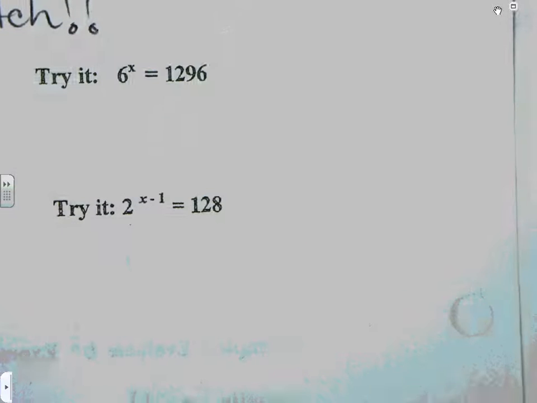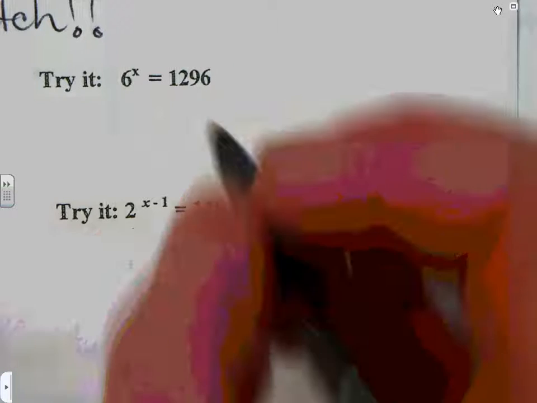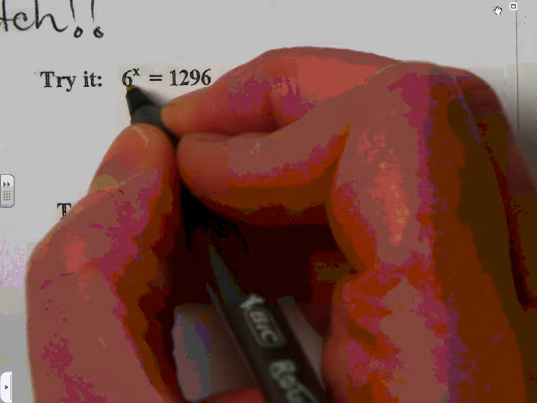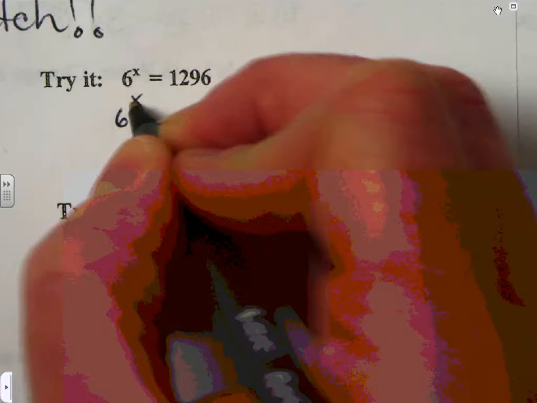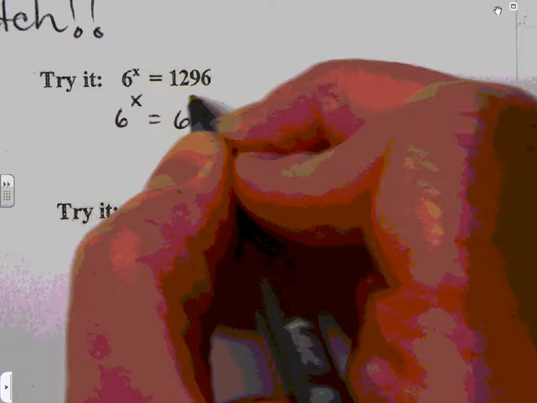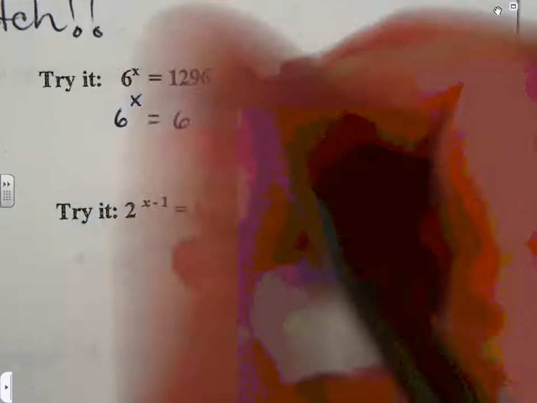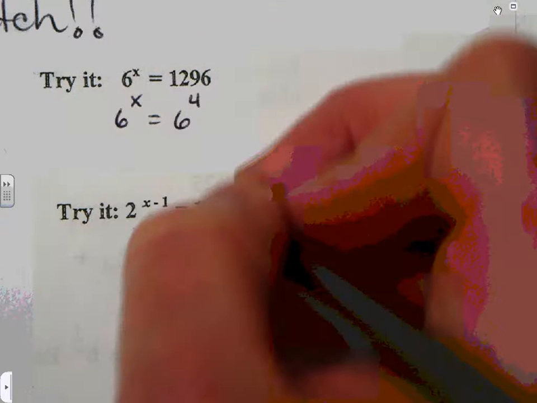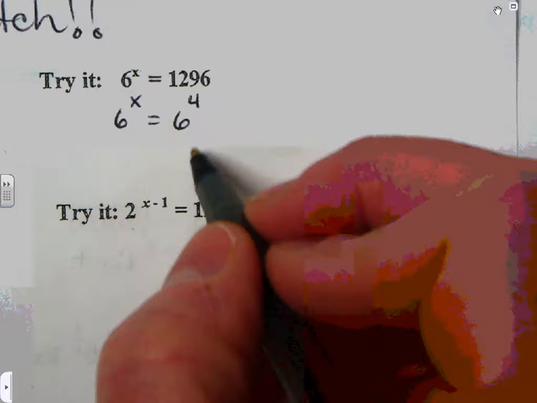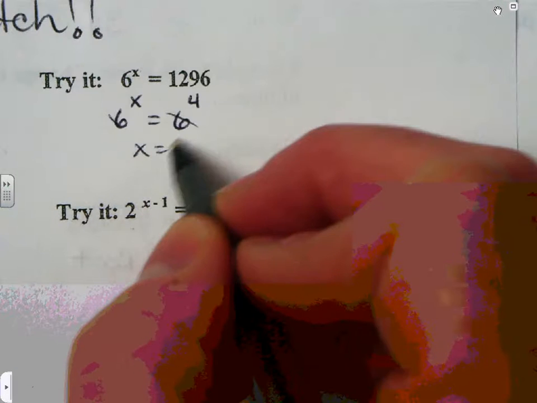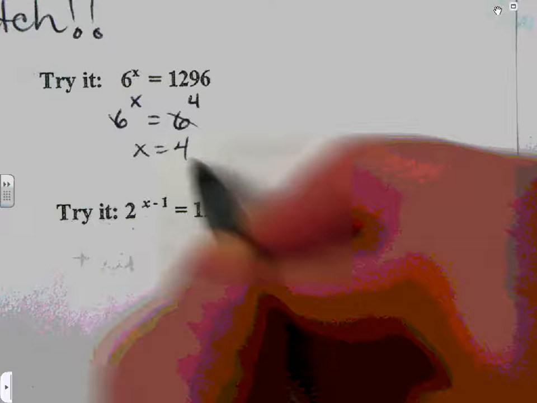Let's see if we can do the two triads. I think you'll be surprised how quick this goes. Since this is a 6 to the x power, I bet this is going to be 6 to the something. You got it to the 4th already? Now that I have bases that match, I cancel them out, and my final answer is 4. Done.